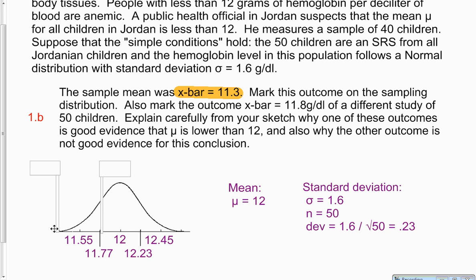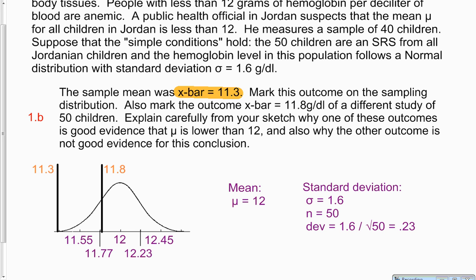Well, actually, that's way off to the side. So 11.3 is way over here, almost 3 deviations away. So far away, I didn't even mark it the first time I drew the graph. So 11.3 is way down here. Also mark the outcome x bar equals 11.8 of a different study. So in this other study, they said they got 11.8. 11.8 is pretty close to 11.77 here, so I put that marker in. So you can see one of these is kind of close to the mean, one of these is farther away.